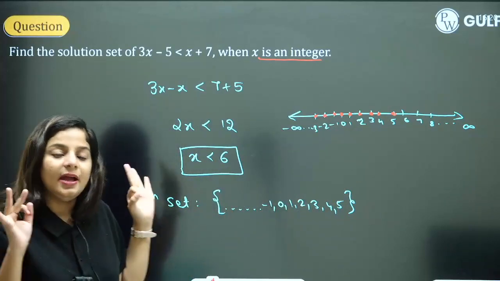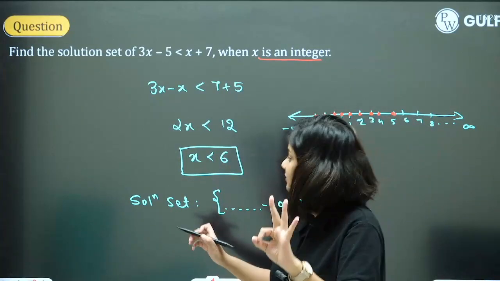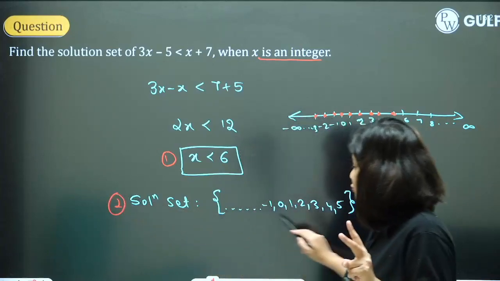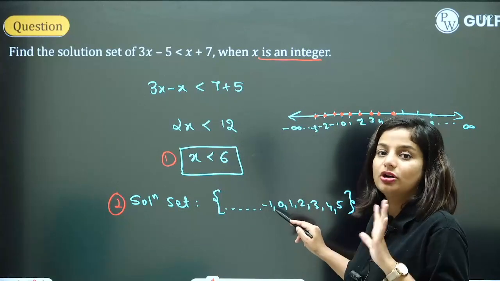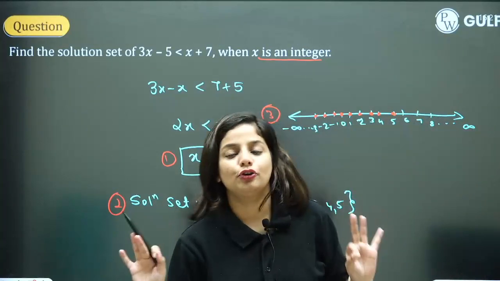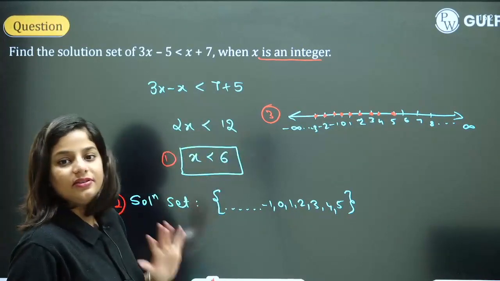So every time you solve a question of inequality, the final answer should be in 3 forms. 1, the value of x. 2, the solution set, whether it's intervals or curly brackets. And 3rd is your number line. If you complete these 3, you're going to get full marks. Always express your answer in 3 ways.